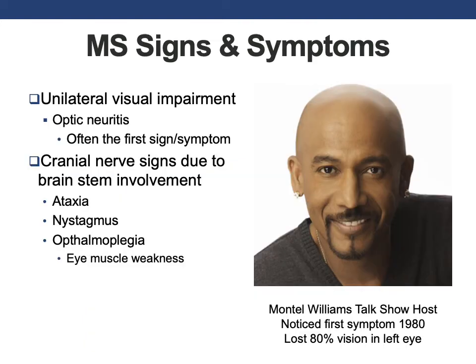MS signs and symptoms. Unilateral visual impairment is often the first sign or symptom of early MS. The symptom is an indication of optic neuritis associated with demyelination. Other symptoms such as ataxia, nystagmus, and ophthalmoplegia may show up as a result of affecting the myelin around axons running through the brainstem. Ophthalmoplegia is eye muscle weakness. This sign would distinguish MS from ALS because ALS patients retain eye muscle strength.